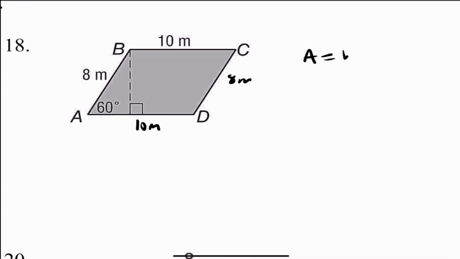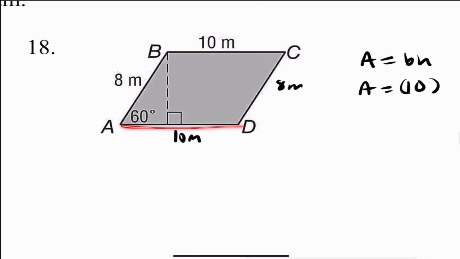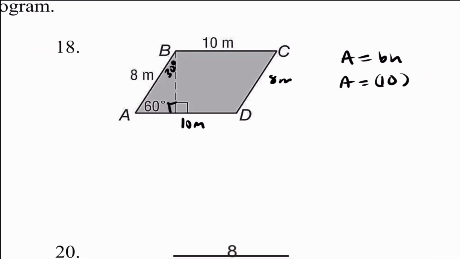So it's A equals base times height. I only know the base, which is 10, but the height is my unknown. I can see that, okay, well, remember, these two segments here are perpendicular to each other. So I have 90, I have 60, so this leftover angle is 30 degrees. So we're going to be applying special right triangles. Across from 30 degrees, this is A, across from 60 degrees, this is A root 3, and across from 90 degrees, that's 2A.